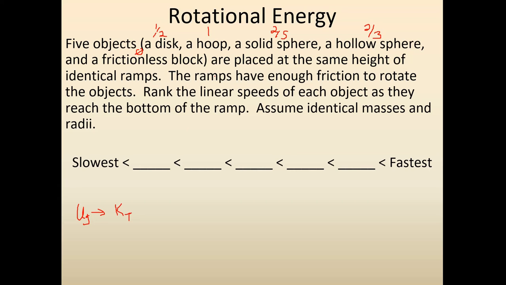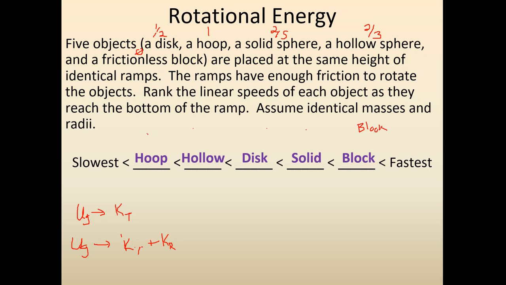However, with the other 4 objects, that same gravitational potential energy is going to be converted into kinetic translational plus rotational. So because of this, the block is getting a much greater portion of that starting energy than the other 4 objects. So I know that my fastest should be the block. So through logic, this should be, which one's smaller? This should be the solid sphere, the disc, the hollow sphere, and then the slowest being the hoop.